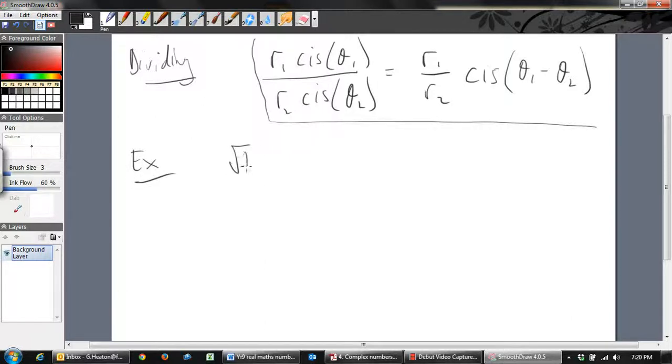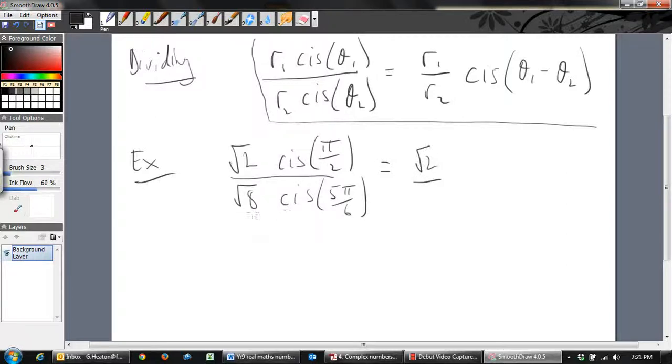Let's go root 2 cis pi on 2 over root 8 cis 5 pi over 6. Okay, again, you divide those two first. So you've got root 2 over root 8. Well, root 8 is 2 root 2. You can see what's going to happen there. They'll just cancel out, so that's easy.